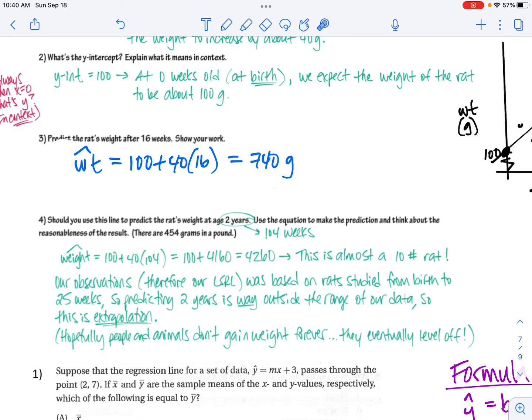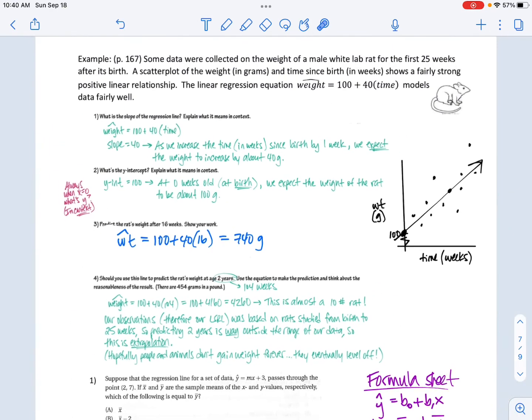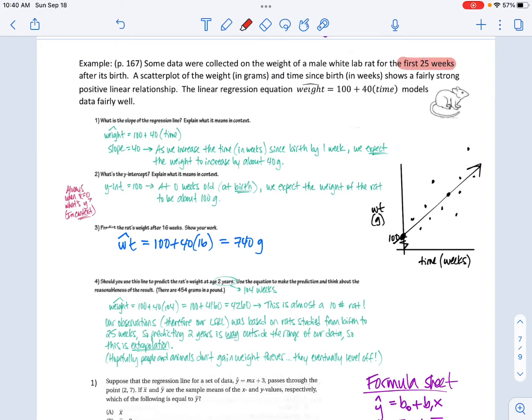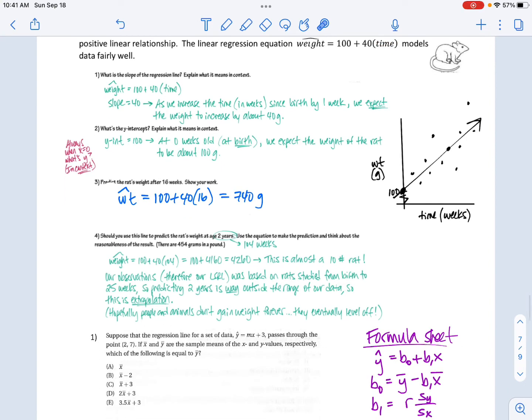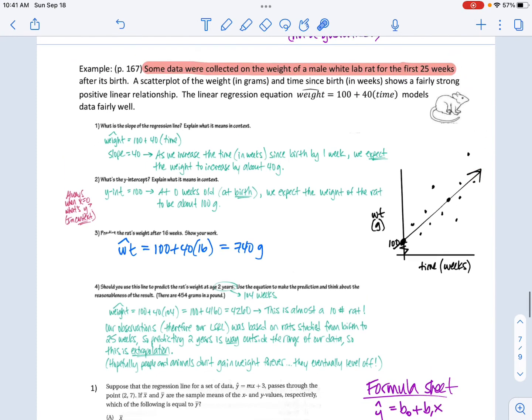Our observations, therefore our LSRL, did you catch in the wording? I intentionally kind of skipped over this. Some data were collected for the first 25 weeks. So they quit tracking these rats after 25 weeks. Therefore, to plug in 104 weeks to our equation, yes, we can plug in any number we want, but here in AP Stats, we need to make sure that we're not extrapolating. Here I have a very important vocab word, extrapolation. I do not want to assume that this trend continues beyond what we looked at, which was 25 weeks.